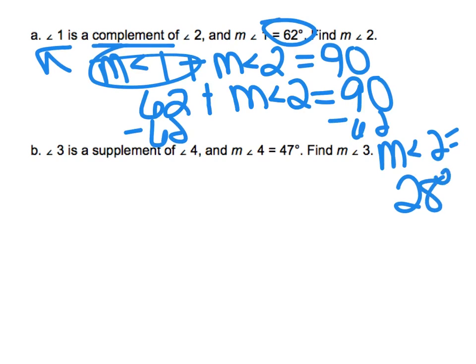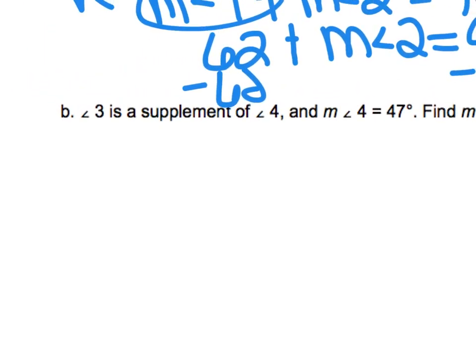Okay, we're going to do something very similar to that down here below. It says angle 3 is a supplement. That tells me that they are going to add together to equal 180 degrees. And we have angle 3 and we have angle 4. Okay, so what I want to do is we are going to show every single step. Moving forward, we want to write our equation, show our substitution, and then solve it.